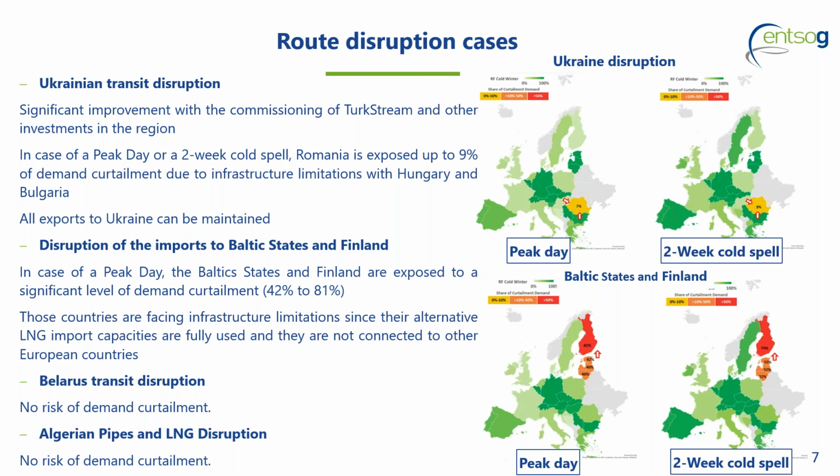In case of the two other transit route disruptions, which are Belarus and Algerian pipes, we were not observing any risk of demand curtailment in case of high demand situations there.